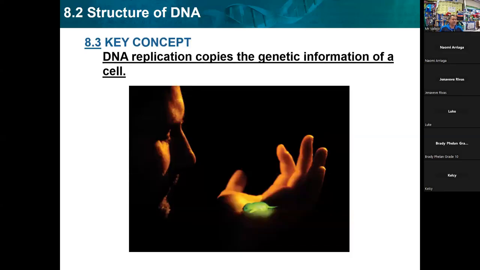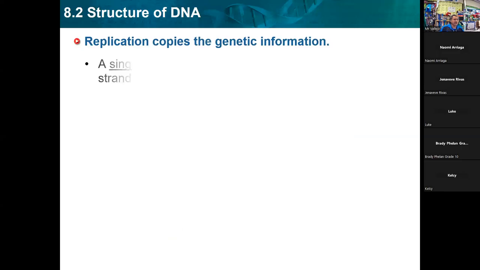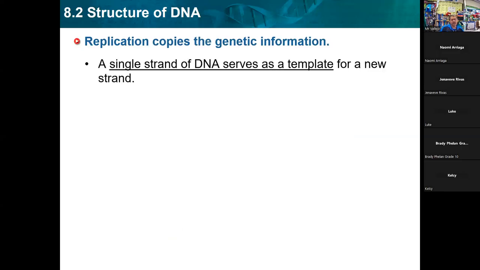Well, how do they replicate? Well, here's the thing. They thought that it occurred a certain way, but actually experimental data showed us something else. So let's take a look at that. A single strand of DNA serves as a template for a new strand. That means that if you can make these guys come apart from each other, then the DNA is exposed and then both sides can be copied.